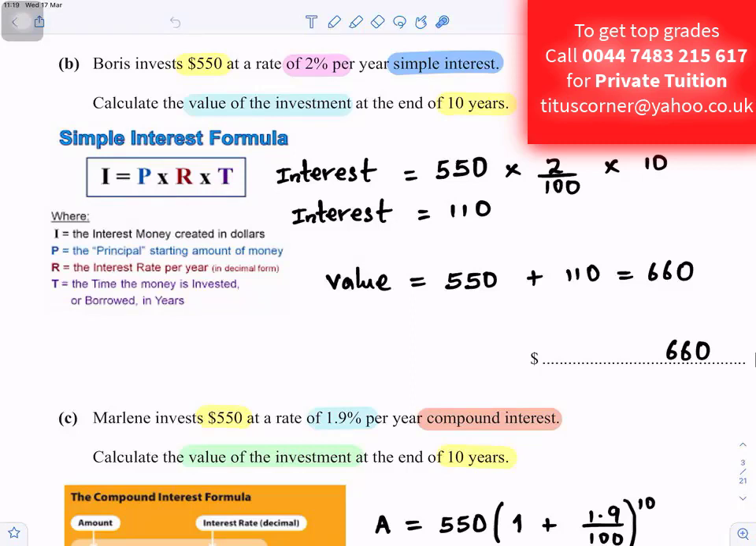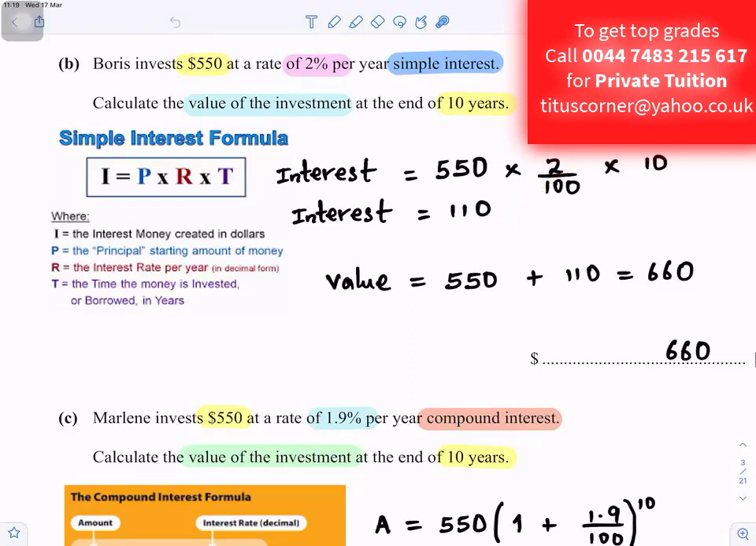Now we want to work out the interest. We know P, the principal, is 550. The interest is 2%, but we divide by 100 to change to decimal. And it's for 10 years. So we have principal, interest, and for 10 years. You multiply that, gives you an interest of $110.